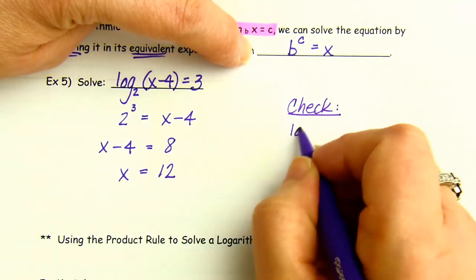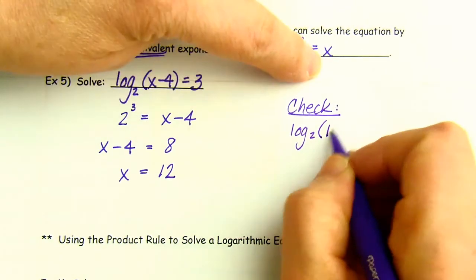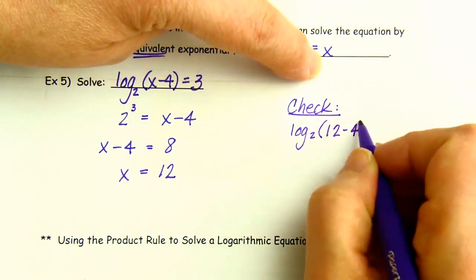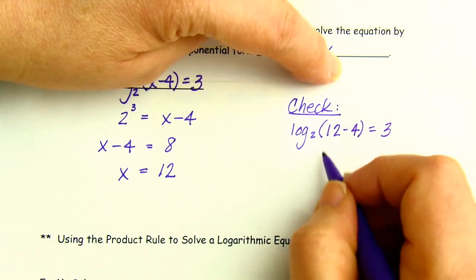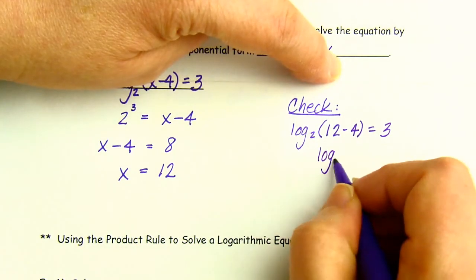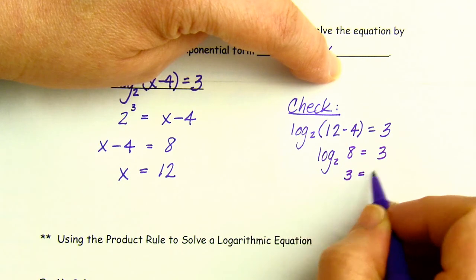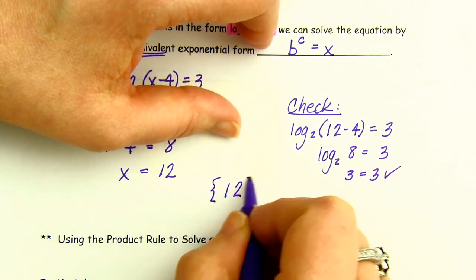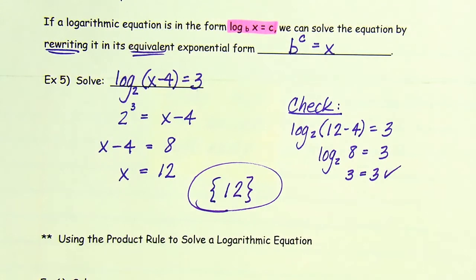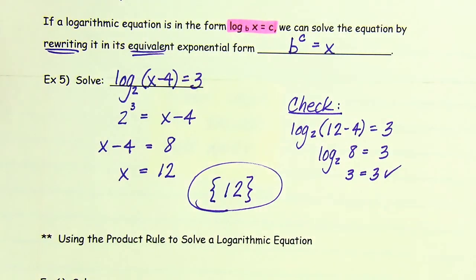So I got log base 2 of 12 minus 4 equals 3. Well, 12 minus 4 is 8. Log base 2 of 8. Is that 3? Well, yeah, because 3 equals 3. Then and only then can I put my solution in set notation. Remember to put the solution in set notation and not the check value.